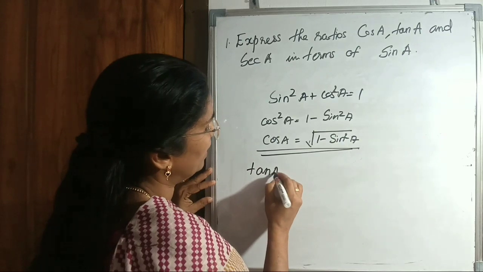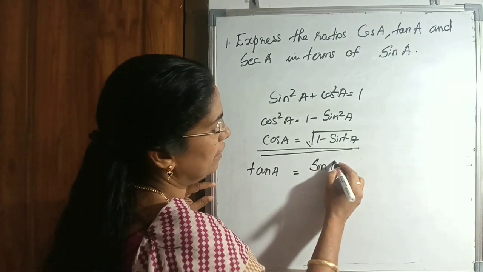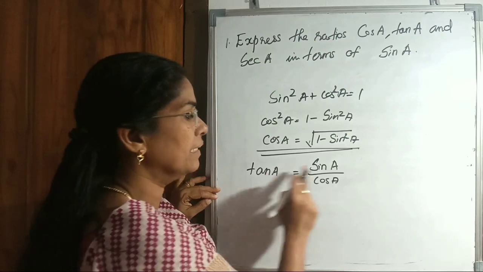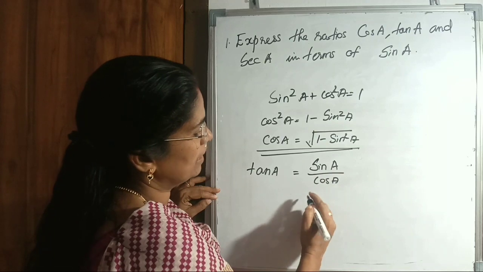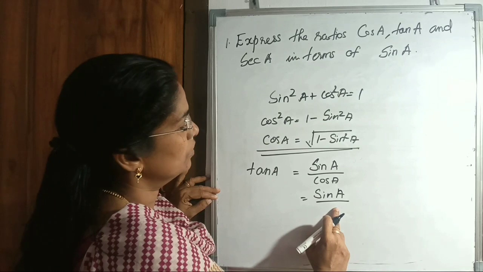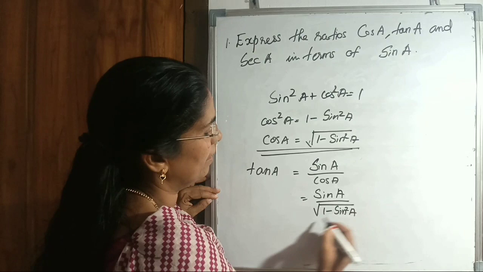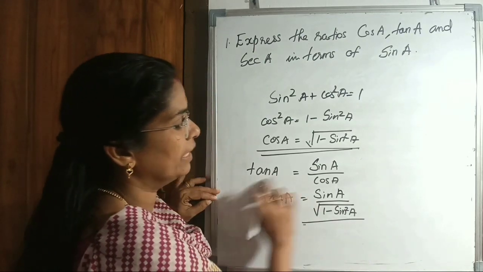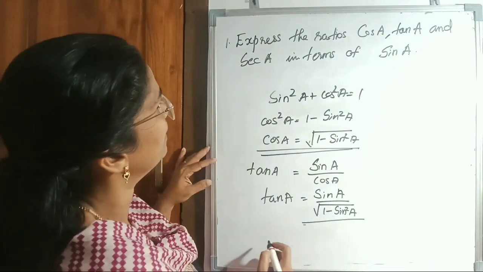We have to write tan A in terms of sin A. Already we know that tan A in terms of sin A and cos A is sin A by cos A. That we learned in the first class. So sin A by cos A. Sin A no need to change because our answer should be in sin. So cos A is equal to root of 1 − sin² A. So now look here, tan A is written in terms of sin A only. On the right side only sin. Clear? And next one it is sec A.